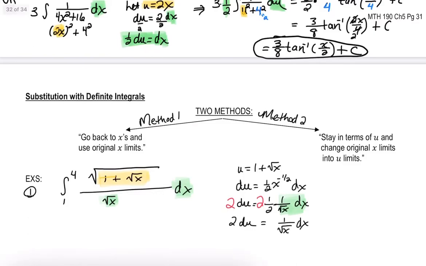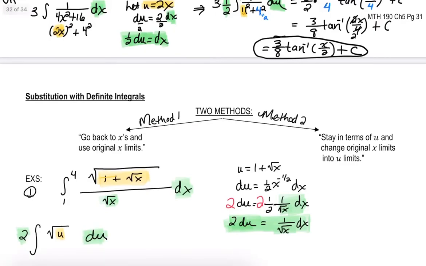All right, so here's where we're at. There's my 2 du equals the 1 over root x dx. So let's see where this would take us in terms of our integral. It looks like I'm going to have a square root of my u. Well, u, of course, is what I'm subbing. And then the dx over root x is being replaced by the 2 times the du. So that's the replacement for the 1 over root x dx.